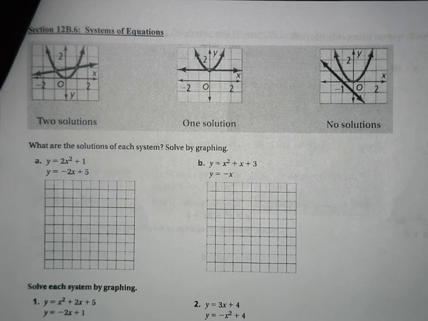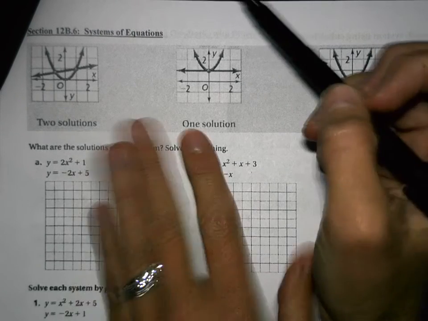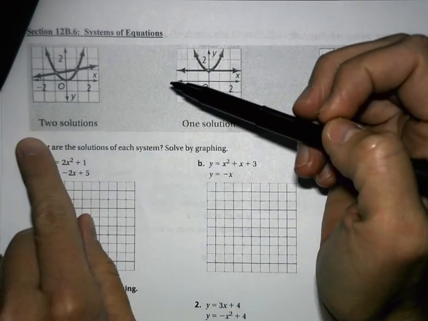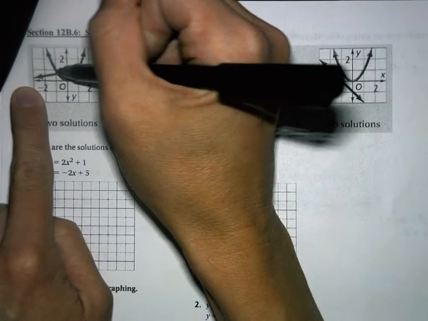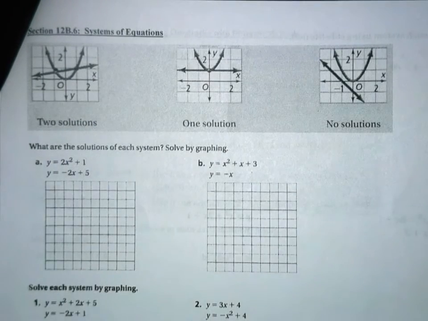Math 2, Unit 12B, Section 6. Today we're talking about systems of equations. Systems of equations are when you have two equations on the same graph and you are trying to find the points where the two graphs intersect.